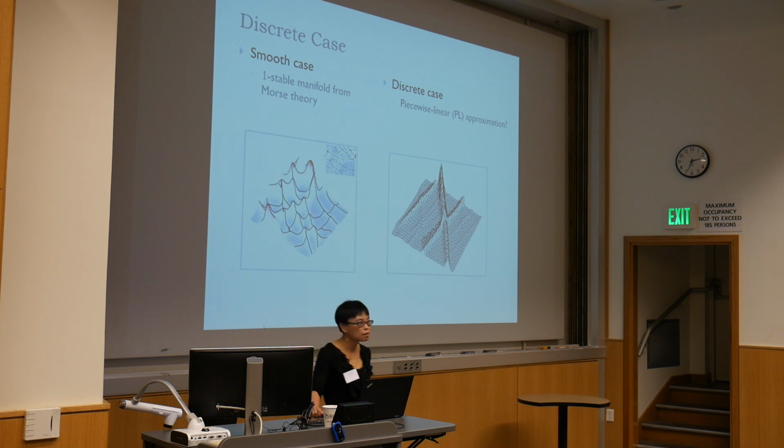I can take a piecewise linear approximation point of view. I can try to approximate the gradient at every point, and then try to approximate, under the PL setting, what it means to have this one-stable manifold. I can do that, and there is early work on this. Now, for one thing, this is rather unstable numerically speaking, because you are looking at some differential structure.